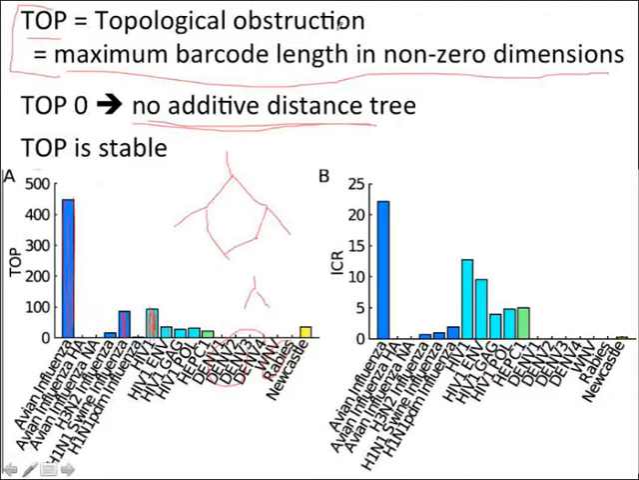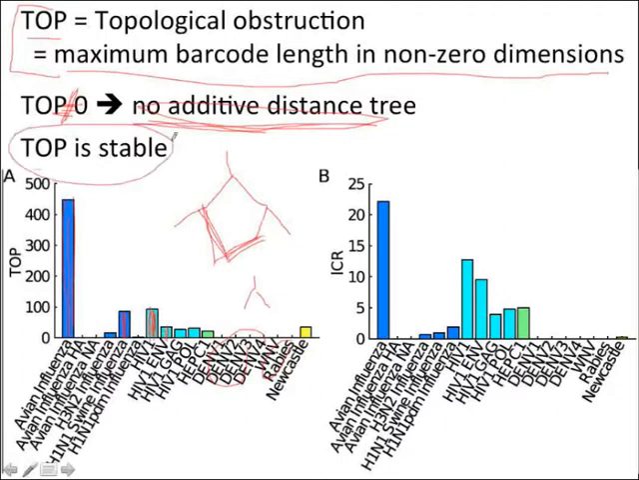It's called topological obstruction because if your TOP is not 0, sorry, that's a typo, if it's not 0. So if you do have a barcode that is different than 0, if it is extremely small, well, then that might just be noise. But if it is different from 0 in some persistent way, then there is no additive distance tree, then you do have this reticulation event.